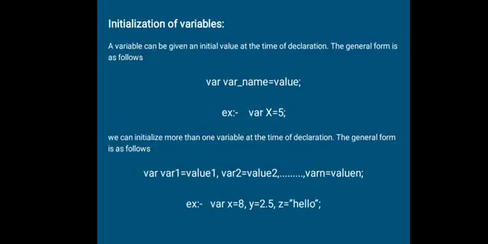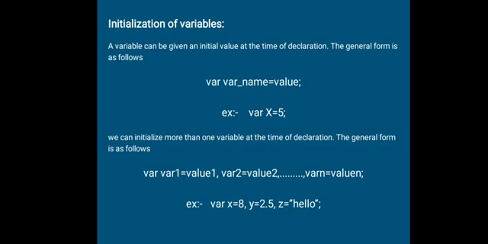When we are declaring a variable, we can initialize the variable also. The general form of declaration and initialization of a variable is as follows. Here you can see var is a keyword, variable name is an identifier, equal to is an assignment operator, and value. Whatever value I am giving will be assigned to the variable name at the time of declaration. Here, in the example, I have declared a variable called x and I have initialized x to 5.